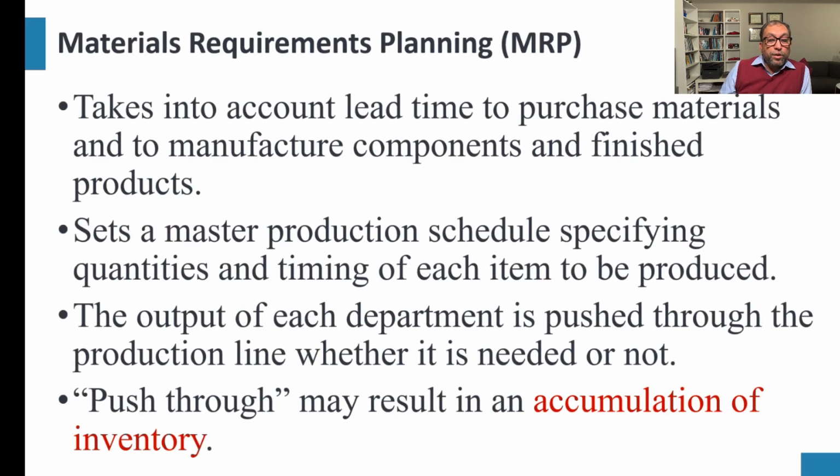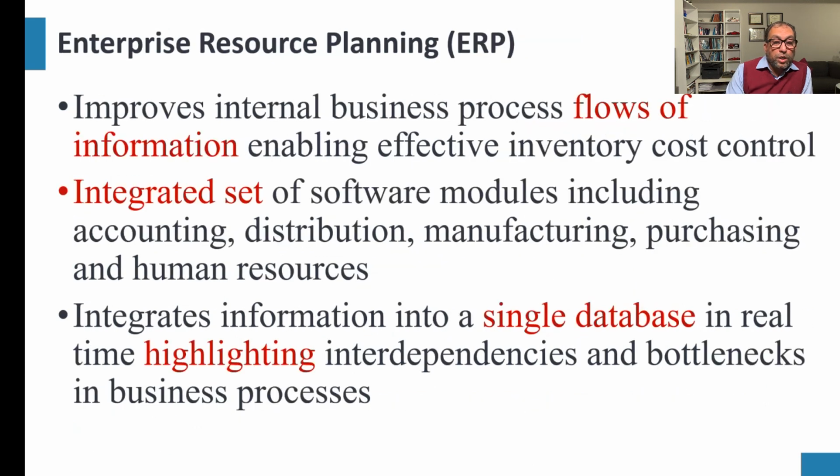MRP takes into account the lead time to purchase material and to manufacture components and finished products, and sets a master production schedule specifying quantities and timing of each item to be produced. The output of each department is pushed through the production line, whether it is needed or not. Push-through may result in an accumulation of inventory. That's what we call a push-through.